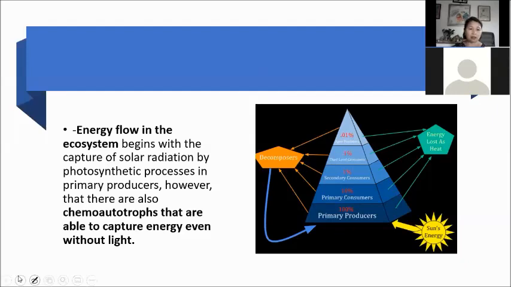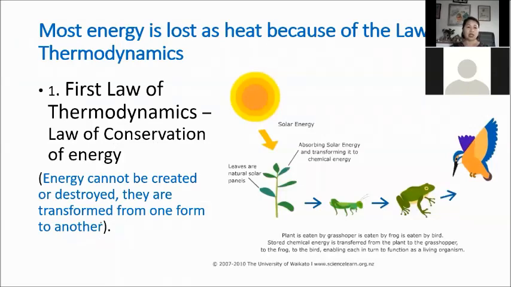Okay, next is thermodynamics. So we have the term thermodynamics. In physics, thermodynamics is a branch of physics that deals with the relationships between heat and other forms of energy. It describes how thermal energy is converted to and from other forms of energy and how it affects matter. Most energy is lost as heat because of the laws of thermodynamics.